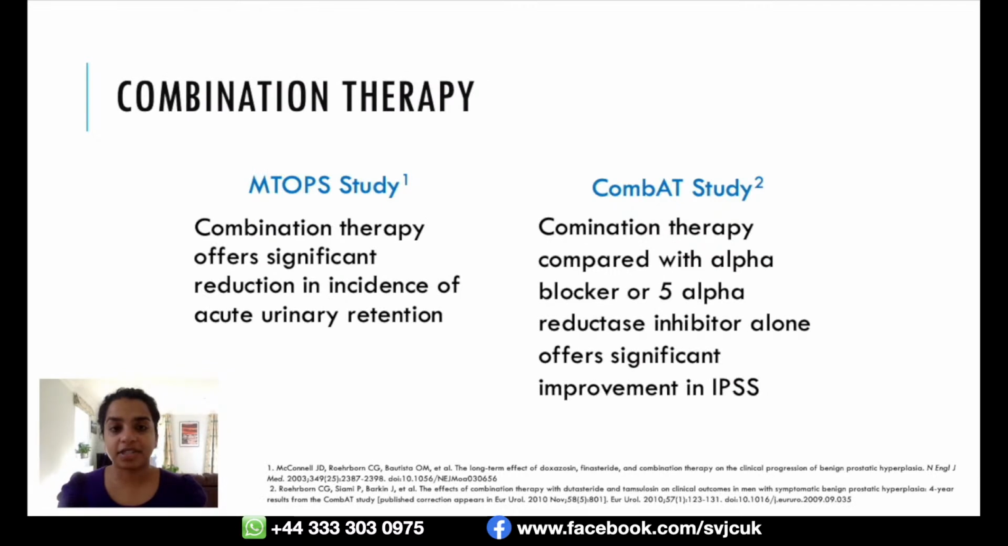There has been a great deal of research done into how to optimize medical treatment for BPH. 2 studies I'd like to highlight are the MTOP study and the COMBAT study. The MTOP study highlighted that combination therapy with both alpha blocker and 5-alpha reductase inhibitor could reduce the incidence of acute urinary retention. The COMBAT study compared individual treatments with combination therapy and found that there was a significant improvement in IPSS when using both an alpha blocker and a 5-alpha reductase inhibitor in combination.